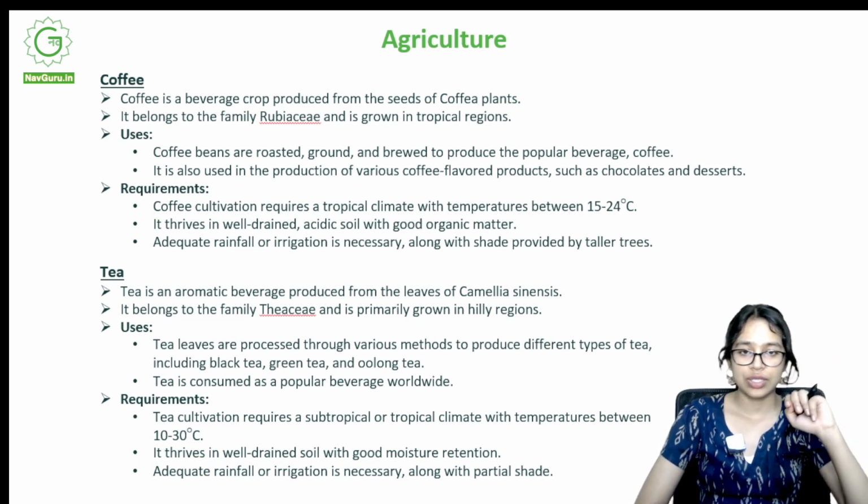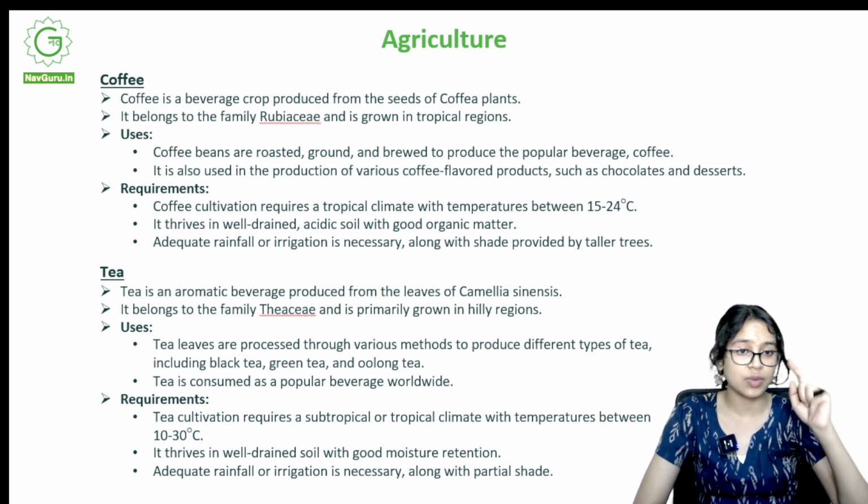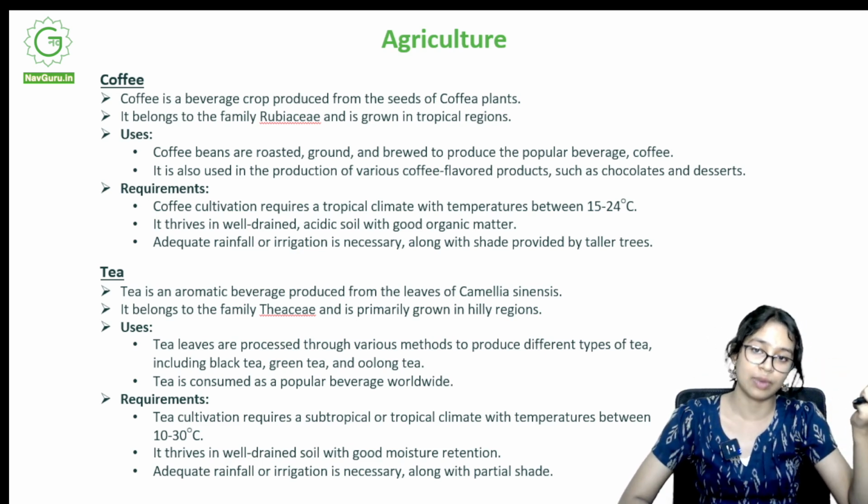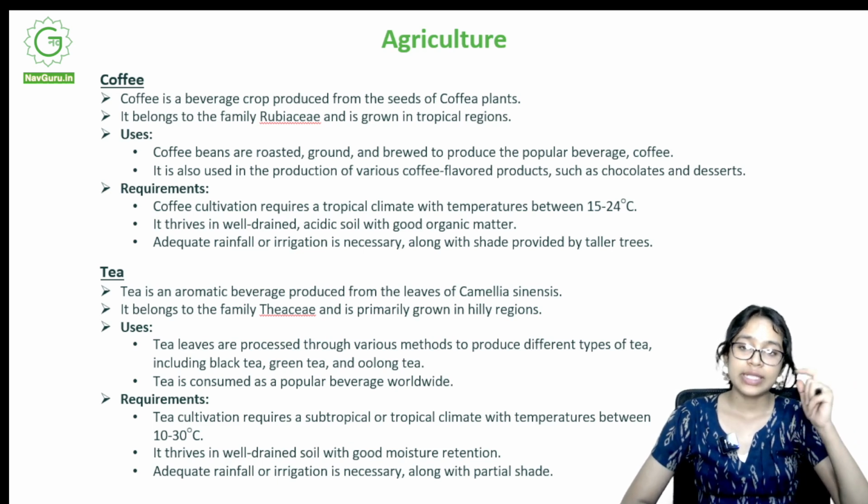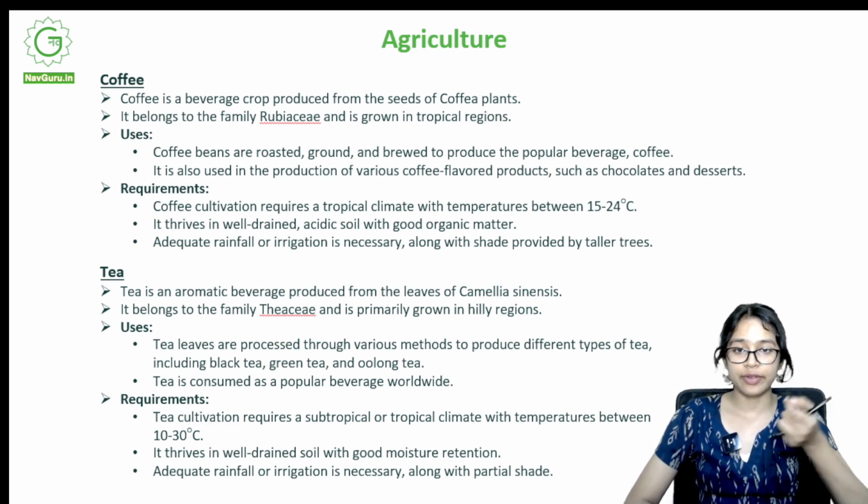Adequate rainfall or irrigation is necessary along with shade provided by taller trees. So in coffee's case, there's one exception, that we need the shade of taller trees as well for it to grow well. Tea. Tea is an aromatic beverage produced from the leaves of Camellia sinensis.